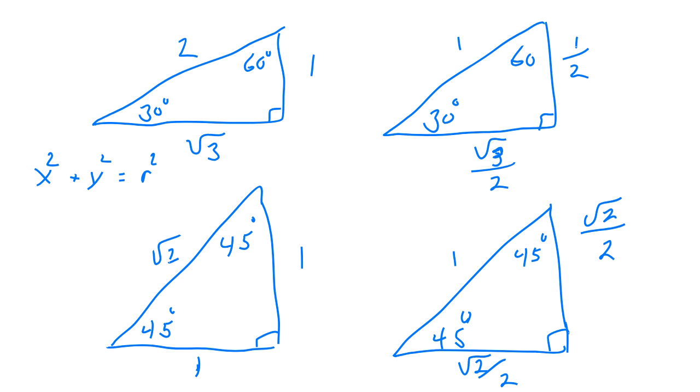So for a 30, 60, 90 triangle, there are two scenarios that we're going to see all the time. We're going to see it with a hypotenuse of 2. You need to know that the sine of 30 degrees is 1 over 2, and you need to know that the sine of 60 degrees is root 3 over 2, and cosine of 30 is root 3 over 2.